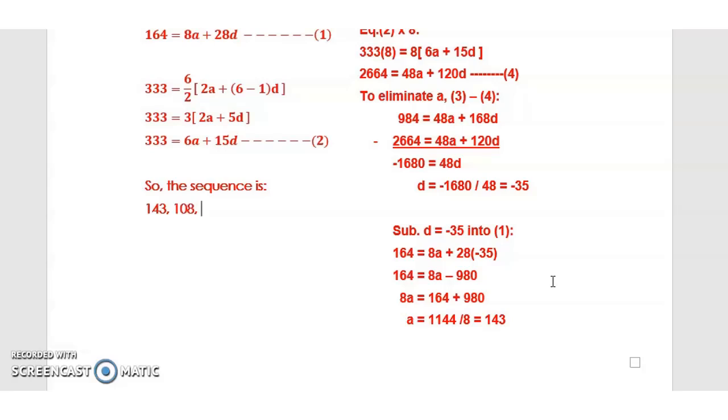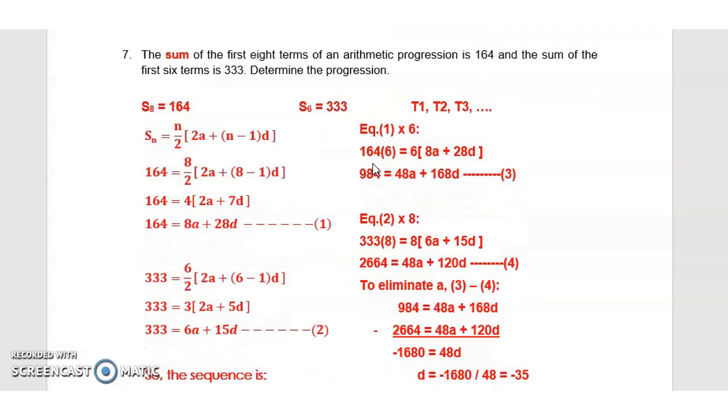So how to get T3? 108 plus common difference, which is negative 35. So third term will be 73. Fourth term, plus common difference, plus negative 35, equal to 38, and so forth. At least we give the first 4 numbers. So if you have questions something like this, it gives you the term or the sum, how to determine the progression or how to find the common difference and the first term, you can apply the concept of simultaneous equations.